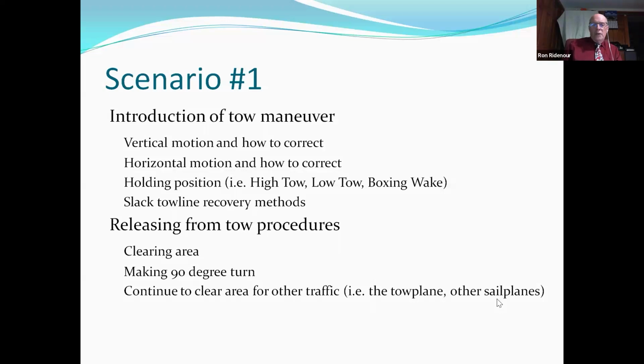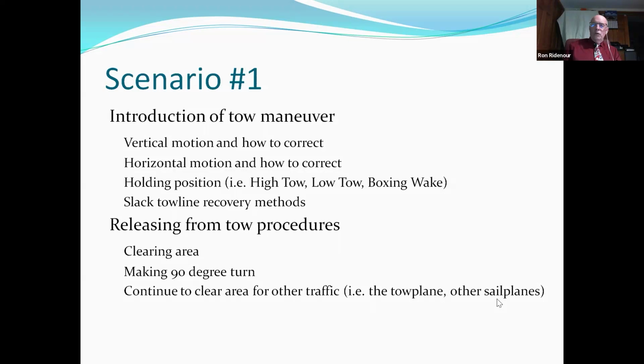So if the glider is climbing relative to the tow plane, it's going from normal high tow position to a higher tow position, or it's going from a low tow position back to a middle tow position. If the vertical motion is climbing, you want to use forward stick or nose pitch down elevator, right? And vice versa. If it's descending, you want to use back stick or nose pitch up to stop the vertical motion.